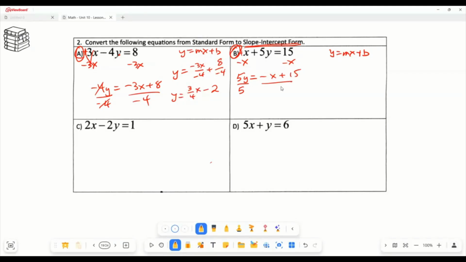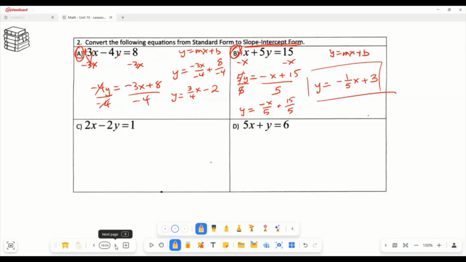Divide by 5. Divide by 5. y equals two fractions. Negative x over 5 plus 15 over 5. This is negative 1/5 x. 15 divided by 5 is 3. Looks like for the most part y'all are getting it.